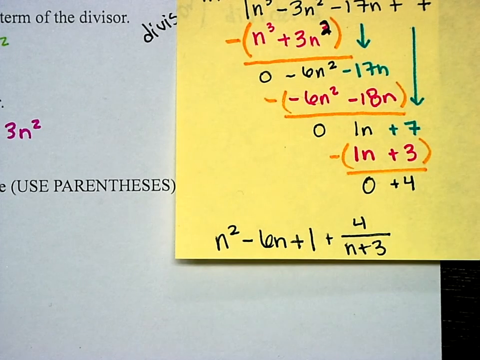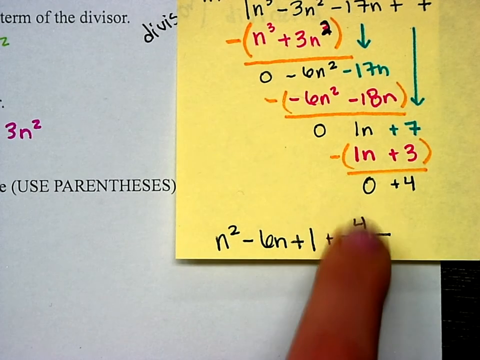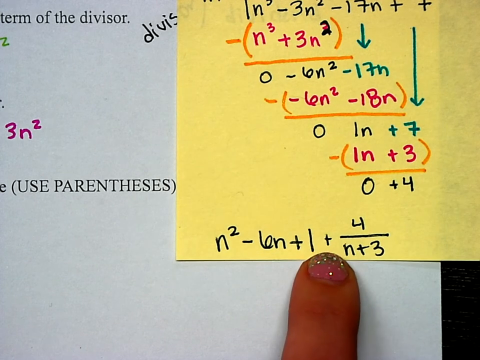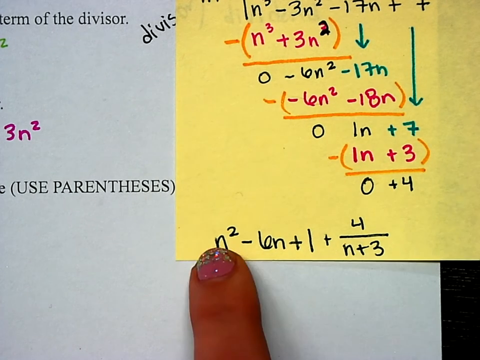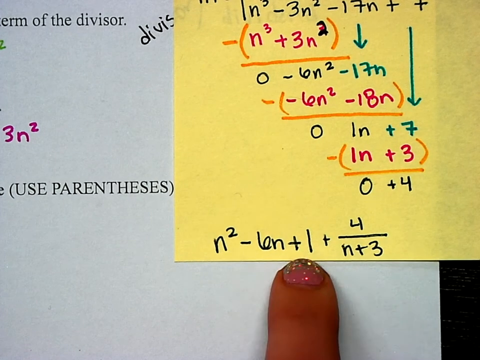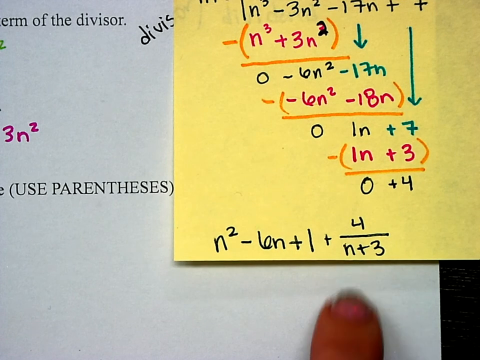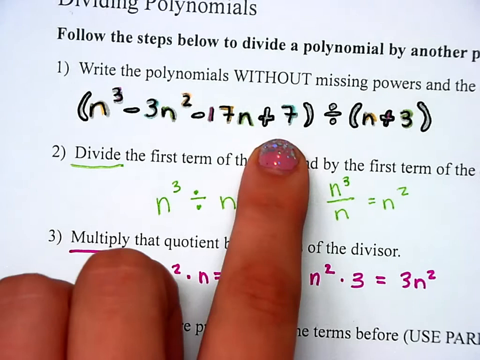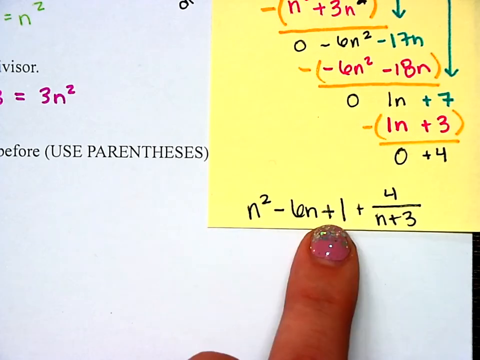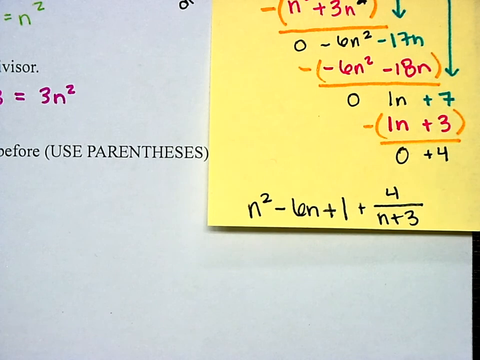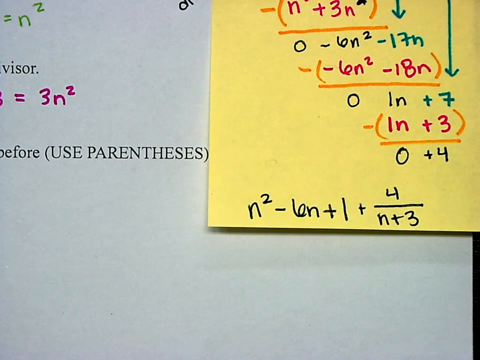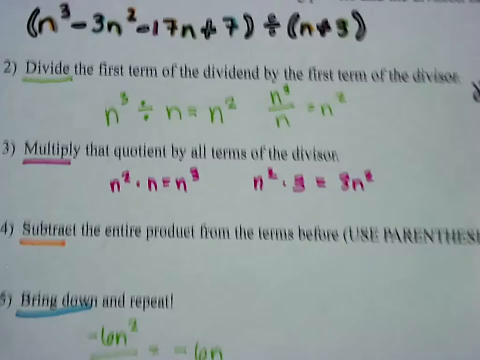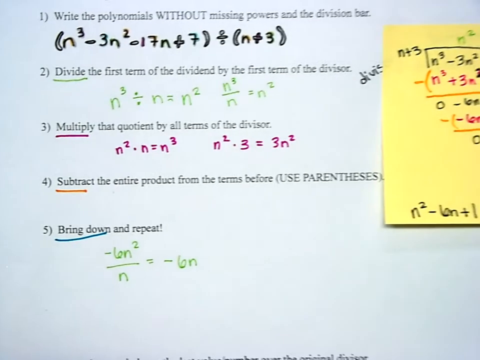Okay, you could also just write remainder 4, but this is the proper way to write it if you don't want to write remainder. So you've got n squared minus 6n plus 1 plus this remainder. So if someone were to ask you, what is this value divided by this value? Well, you could tell them the answer is this polynomial plus this remainder. So you have just divided one polynomial by the other. Okay, so now that we have those steps, I'm going to zoom out just a little bit so you can see those one more time.